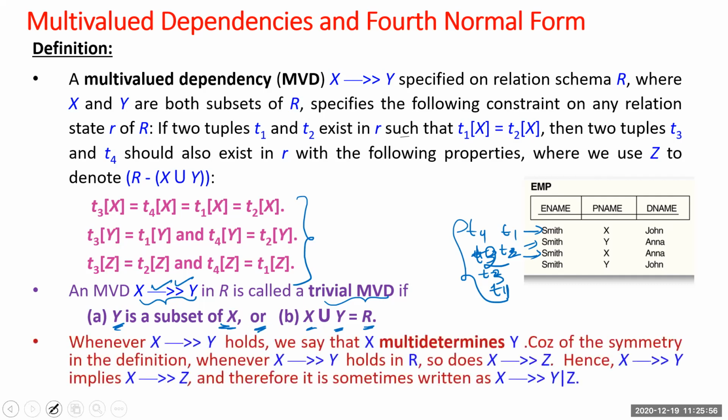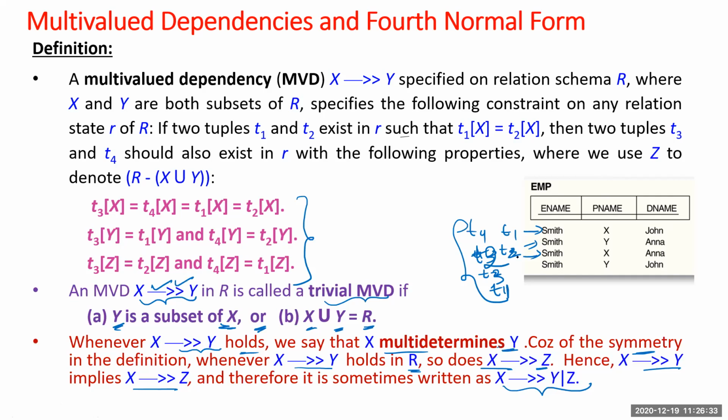Then what should I do? I should decompose it. Whenever X multi-determines Y holds, because of the symmetry in the definition, so does X multi-determines Z. Hence, X multi-determines Y implies X multi-determines Z, and therefore sometimes I can write like this: X multi-determines Y and Z. X actually multi-determines both the attributes Y and Z. I can write it in this way.